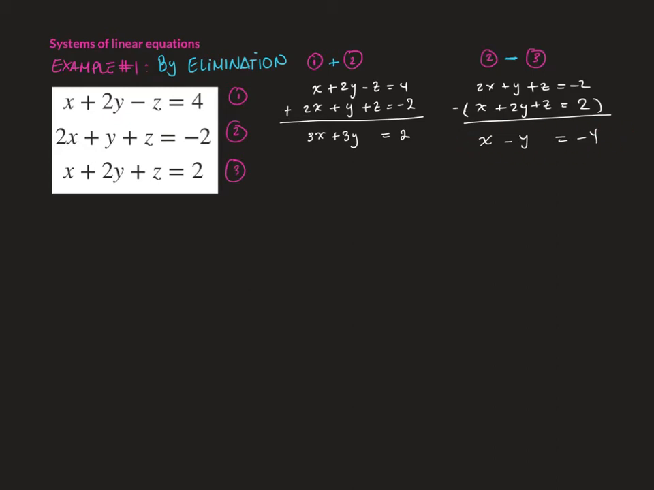Now, what we have is a system with 2 equations and 2 unknowns that we can solve by the usual methods. So I'm going to use elimination again, and this time I'm going to label this equation, it's going to be equation 4, and this one is equation 5. What I want to do now is equation 5 plus 3 times equation 4. So I'm going to write my equations right here.